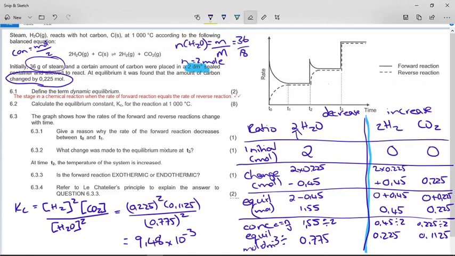So I'm about to move on with the question, so I'm going to erase all of this ink. Pause the video if you want to be copying the calculation, but for now I am going to erase all of the ink.